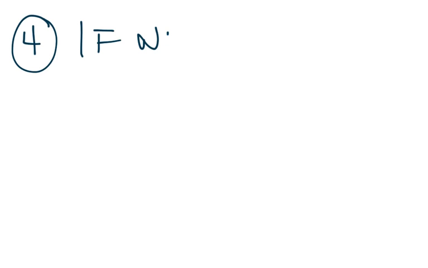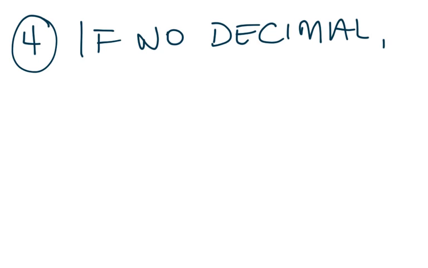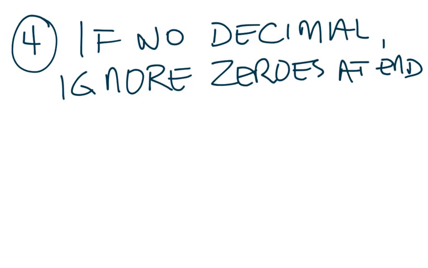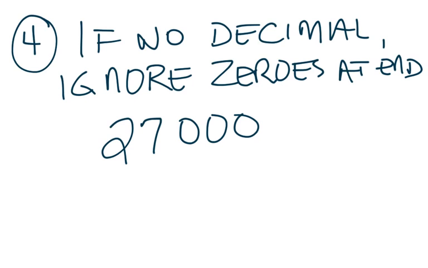All right, last rule, rule number 4. What if there is no decimal? If there is no decimal, then you very simply ignore any zeros at the end. Just the zeros at the end, because they're placeholders. Okay, so if I gave you the number 27,000, and I say, how many sig figs is that? Well, I don't see a decimal, so that means I can ignore these guys.